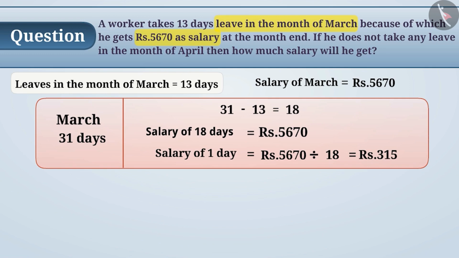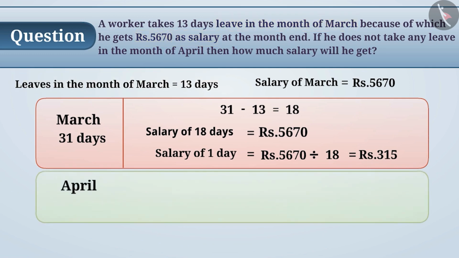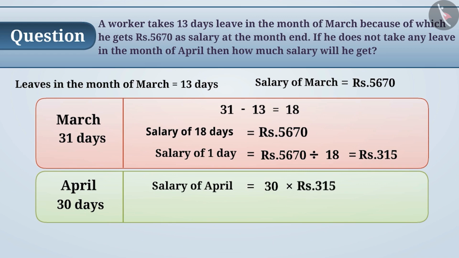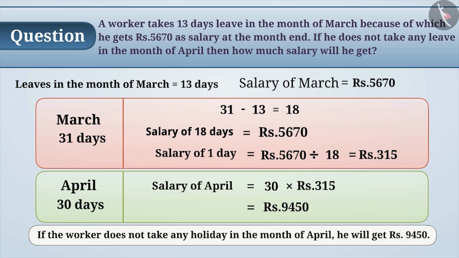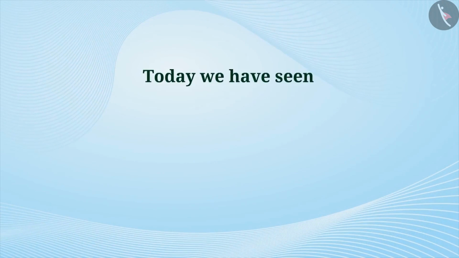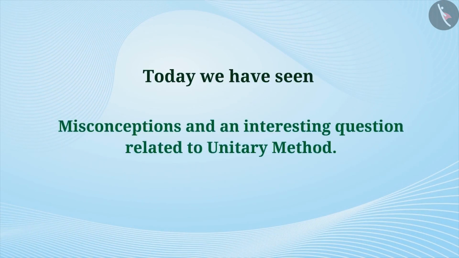Since we know the salary of the worker per day, we find the salary of April. There are 30 days in the month of April. Thus, April's salary is equal to 30 into 315, which is equal to rupees 9,450. That means the worker does not take any holiday in April. He will get a salary of rupees 9,450. Today, we have seen some misconceptions and an interesting question related to unitary method.